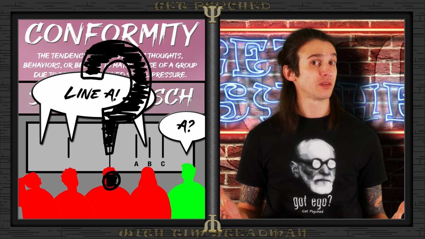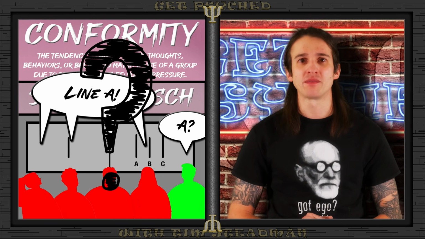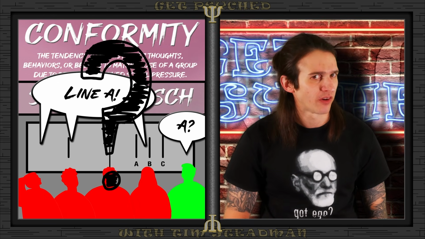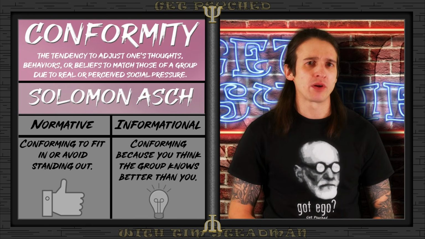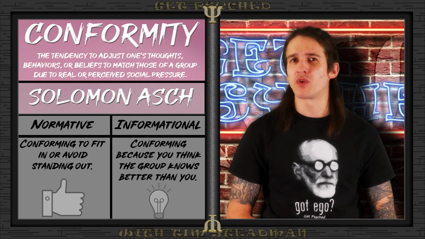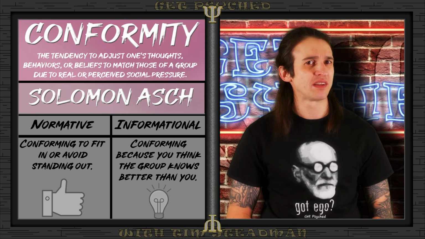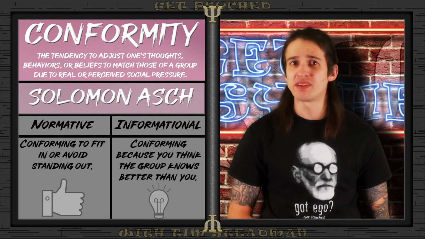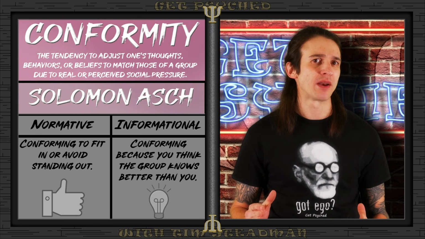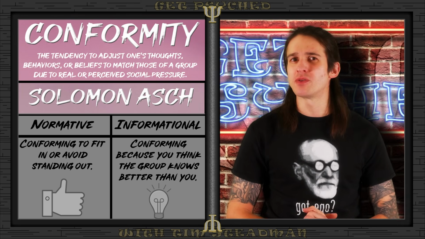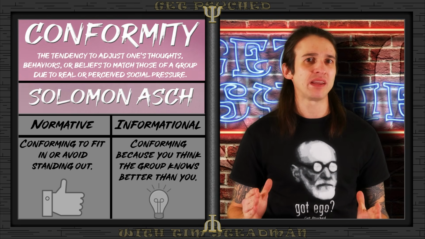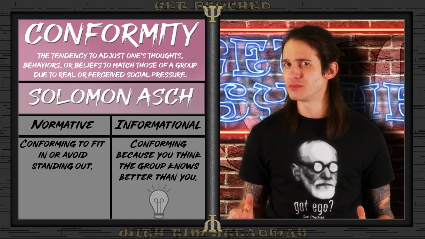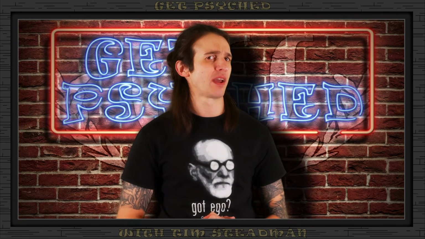Why, you may ask? Well, it comes down to the two types of social influence we were talking about earlier, the normative social influence and the informational social influence. Remember, normative influence is when people conform because they want to fit in or avoid standing out, while informational influence happens when people think the group knows better than they do. Asch's experiment showed just how powerful the need to fit in can be, even when it means you're going against your own judgment.